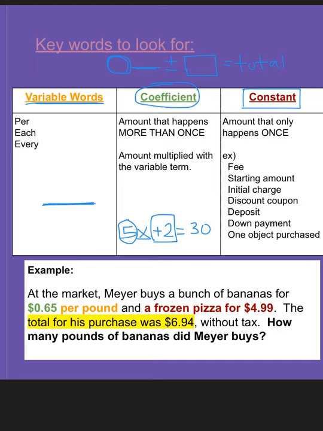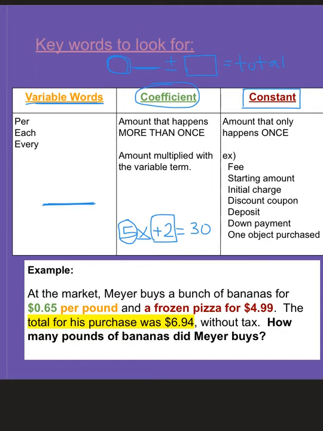My problem would maybe say it's $5 per box of something plus a service charge or a fee equals the total of $30. So $5 for each box, maybe I'm buying 5 boxes, maybe 6 boxes. This 5 is the amount that's going to happen more than once. The 2 is the fee. You see here, the constant only happens once. A fee or a starting amount, all of these are possible options.